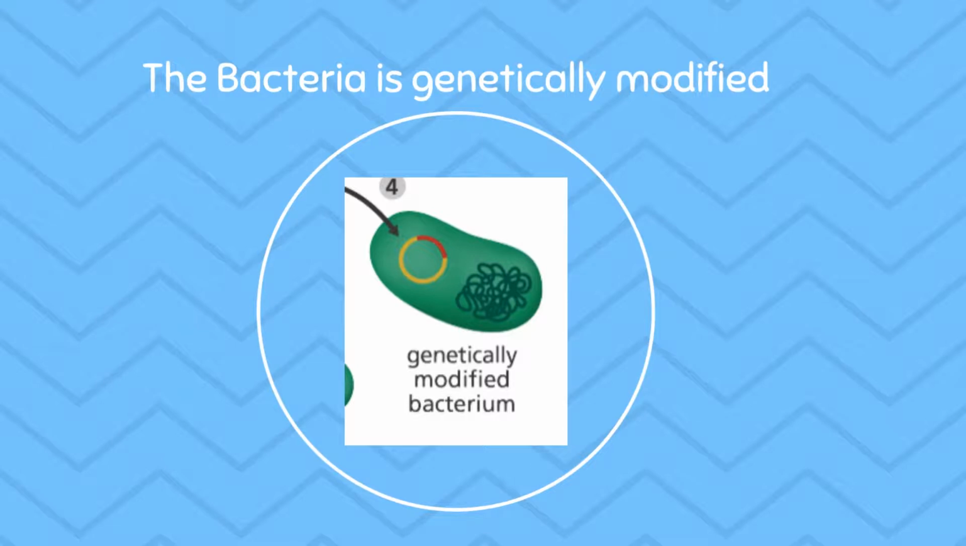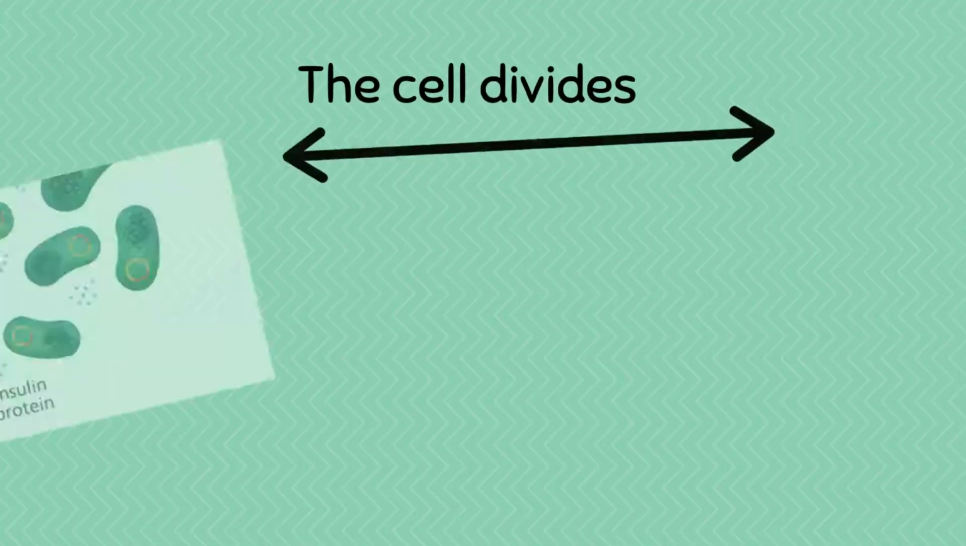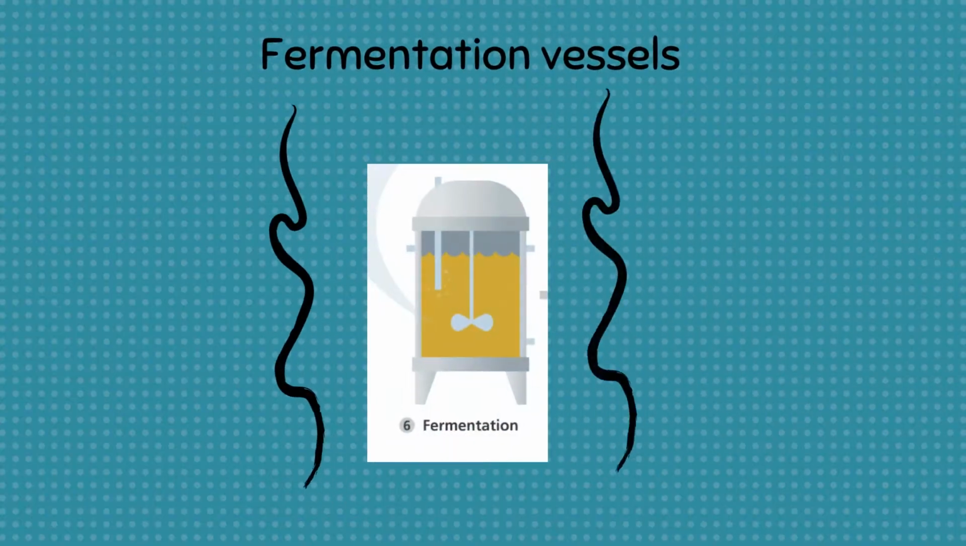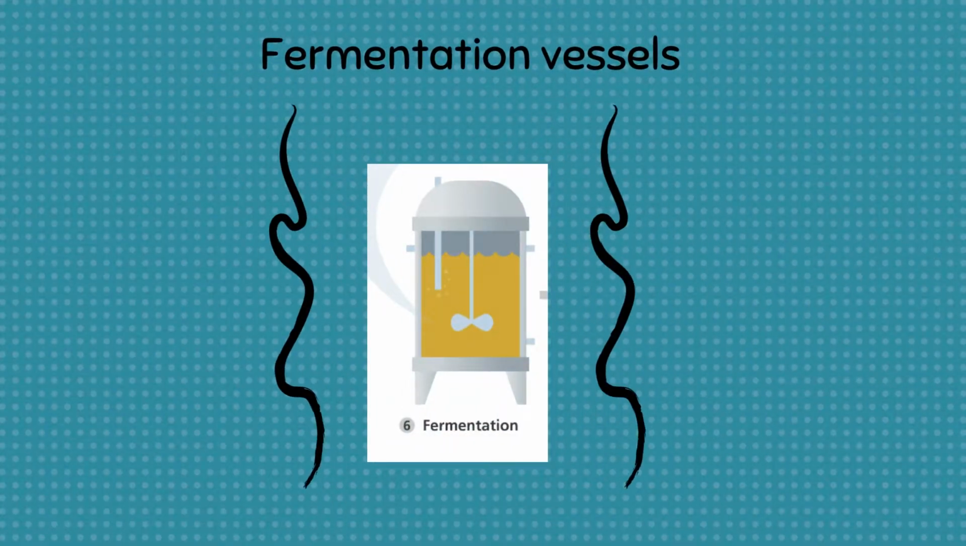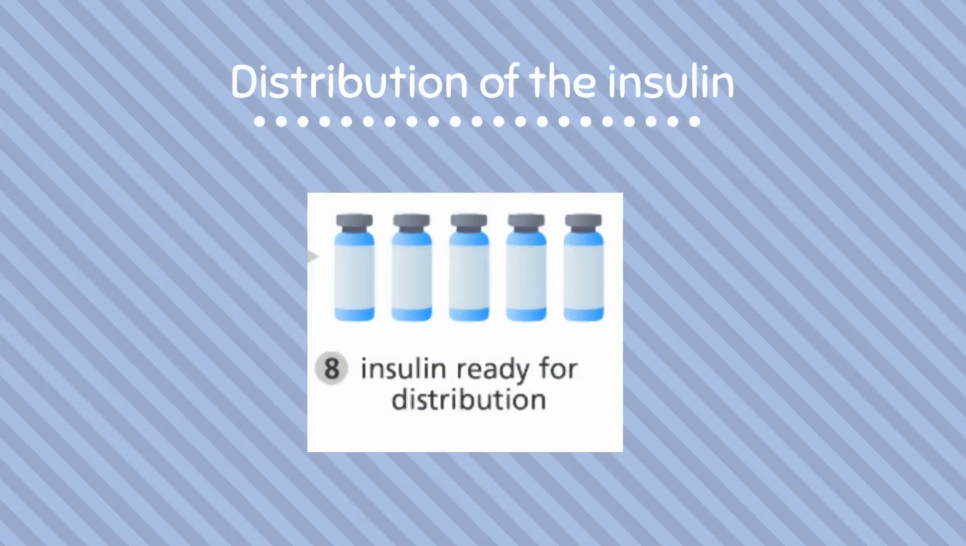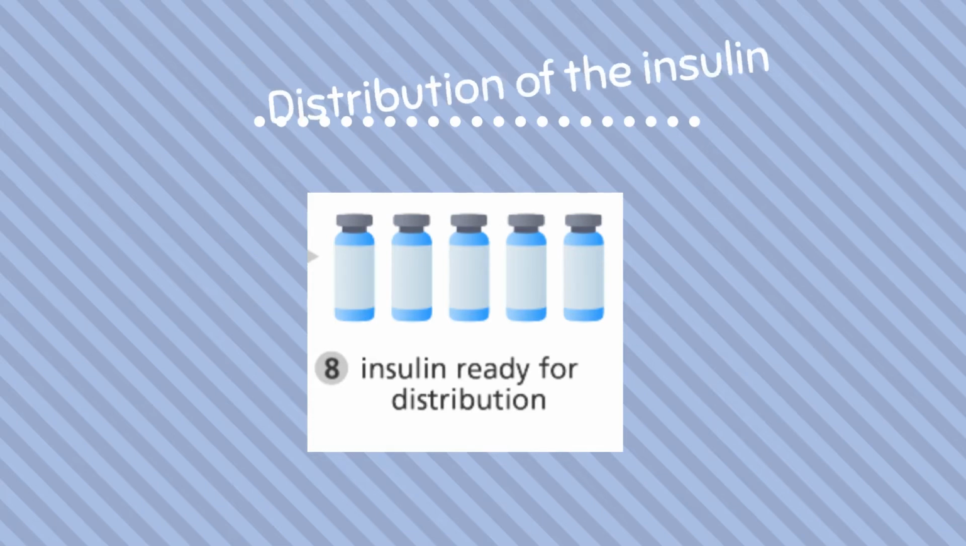The genetically modified plasmid is introduced into a new bacteria or yeast cell. This cell then divides rapidly and starts making insulin. To create large amounts of the cells, the genetically modified bacteria or yeast are grown in large fermentation vessels that contain all the nutrients they need. The more the cells divide, the more insulin is produced. When fermentation is complete, the mixture is filtered to release the insulin. The insulin is then purified and packaged into bottles and insulin pens for the distribution to patients with diabetes.